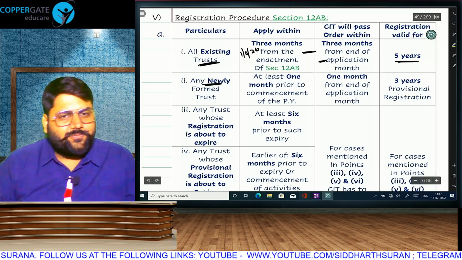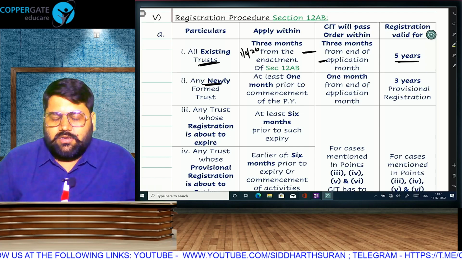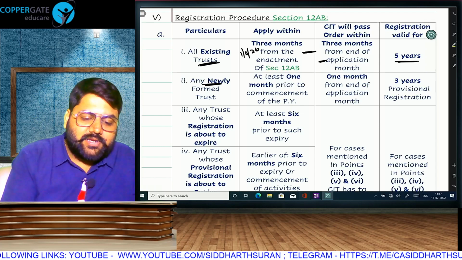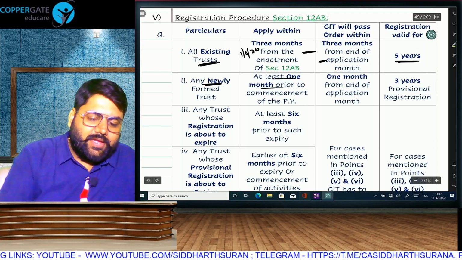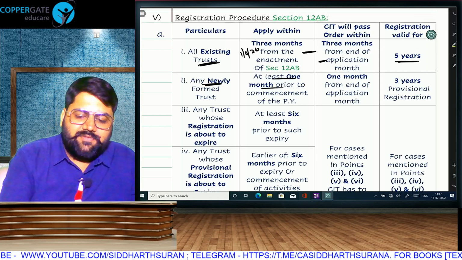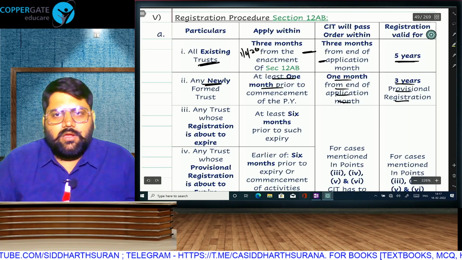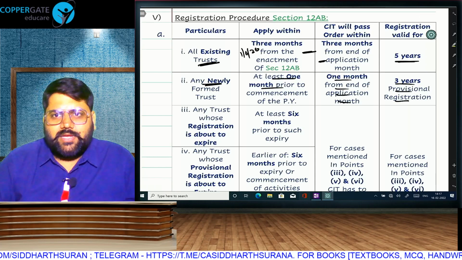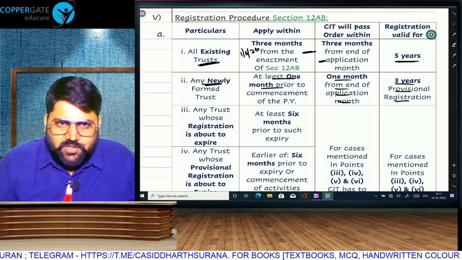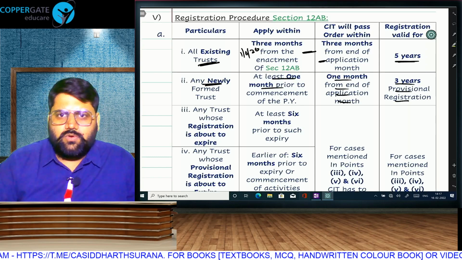Supposing you are a newly formed trust. A newly formed trust may not have done activities, so we will not grant you proper registration. We will grant you something called provisional registration. You apply at least 1 month prior to the commencement of the previous year, and we will give you a 3 years provisional registration by passing an order within 1 month from the end of the month of application. It will be valid for 3 years. Temporary provisional registration, we will check whether you have done proper charitable activities and convert your provisional registration into proper registration.